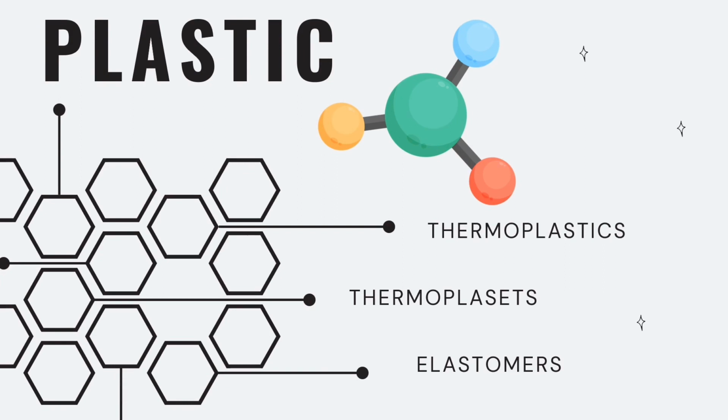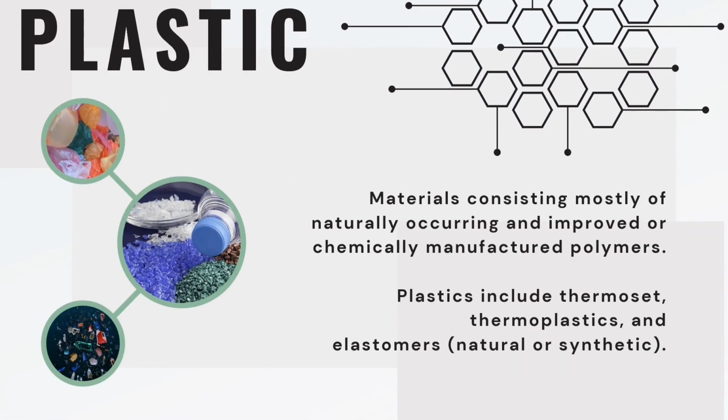Today, plastics are everywhere, and plastics are common materials that are used every day. But what are plastics? Plastics are materials consisting mostly of naturally occurring and improved or chemically manufactured polymers, often containing additives such as fibers, fillers, pigments, and the like, which further improve their properties. Plastics include thermoplastics, thermosets, and elastomers. This could be natural or synthetic.